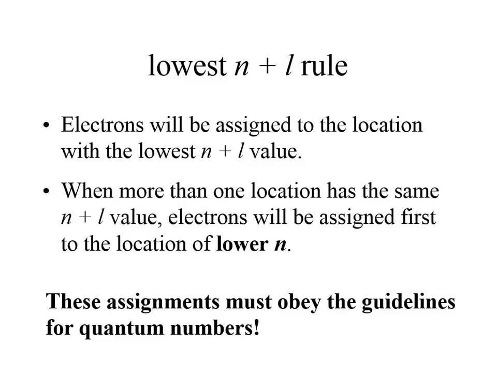Now there at the bottom, it's saying, and it is true, that when more than one location has the same n plus l value, electrons will go to the lower n first. So as I've written these, we actually kind of see it happen right off the bat. Okay? See that the 2p and the 3s have the same n plus l value, so it's the one with the lower n that gets populated first. It actually has lower energy.